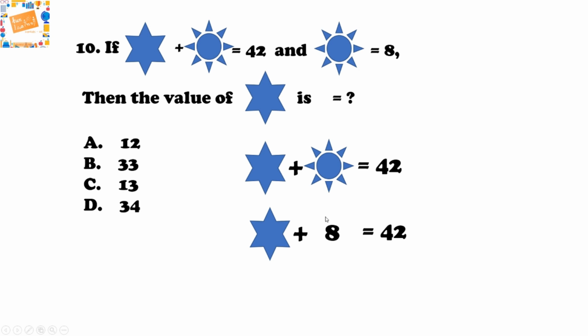Now, if I remove 8 from the left hand side as well as the right hand side, because this is an equation, so whatever I do here, I should do here. So if I remove my 8 from both sides, I will get star equal to 34, because plus 8 minus 8 becomes 0 and 42 minus 8 is 34. So my correct answer is option D.